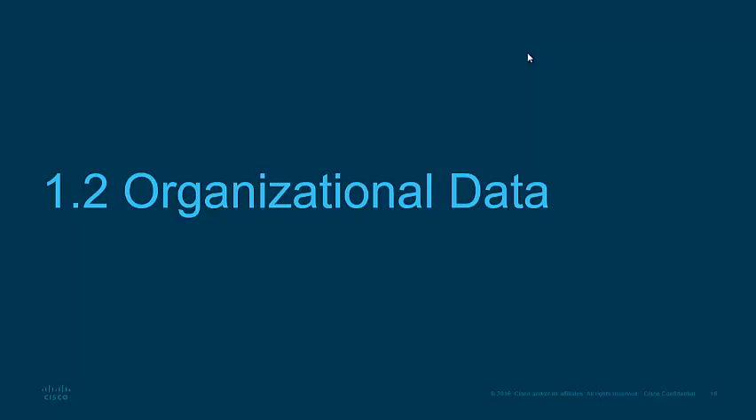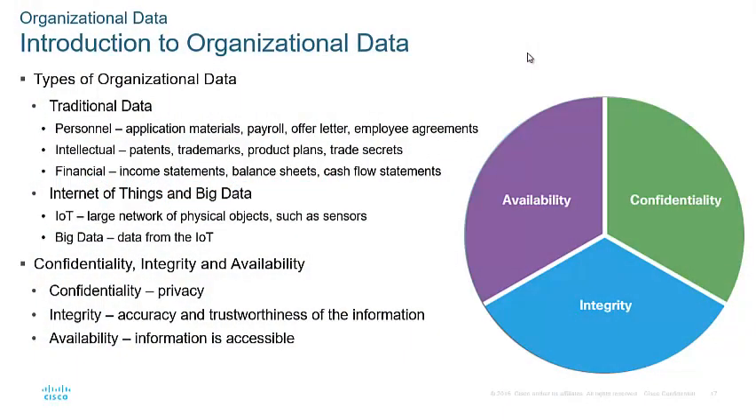We want to look at what goes into organizational data. We want to look at the types of organizational data. We have the traditional data, and out of the traditional data, we have personnel. Out of the personnel, we have application materials, payroll, offer letter, and then employee agreements. All this information is kept with the personnel office.